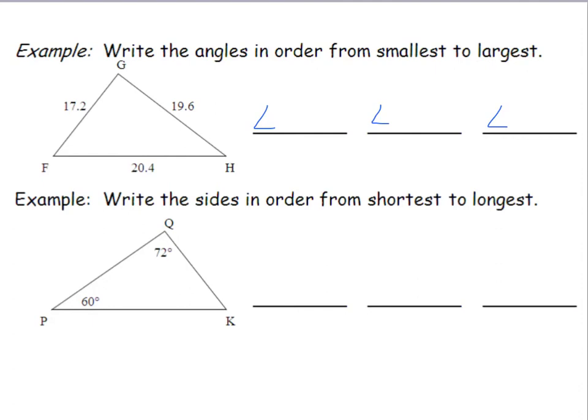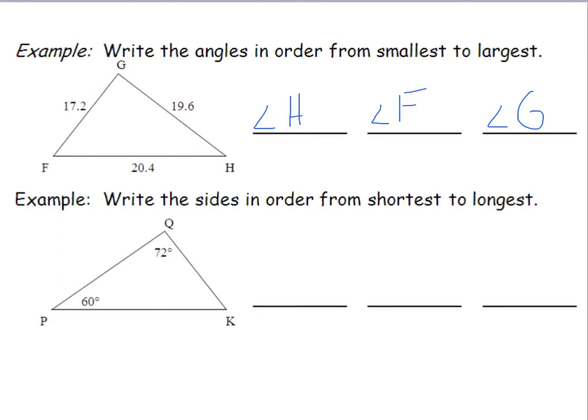So the smallest angle should occur across from the smallest side. In my diagram here, I notice my smallest side is side FG, which is 17.2. Therefore, the smallest angle should occur across from that. So my smallest angle is going to be angle H. The next smallest side in this diagram occurs at GH. So if my next smallest side is 19.6, GH, that means my next smallest angle is angle F. And lastly, the largest angle should occur across from the largest side, and my largest side was FH, so my largest angle is going to be angle G.